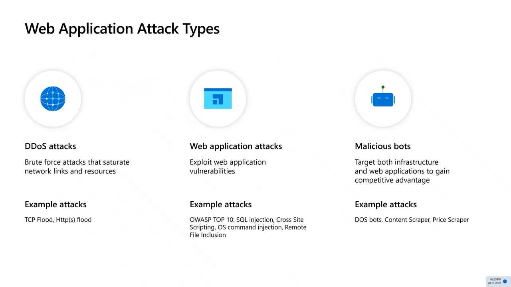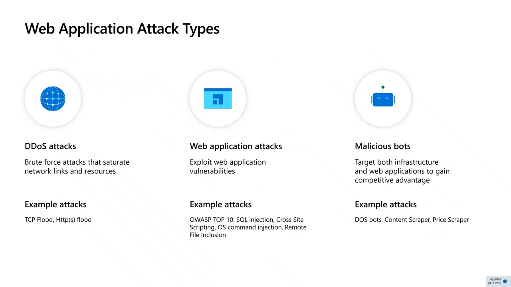Now, the second type of attacks are the web application attacks. These are sophisticated attacks targeting specific application vulnerabilities. Some of the examples are SQL injections, cross-site scripting, and remote file inclusions. The Azure WAF leverages the OWASP core rule set to defend against these threats, adapting to the evolving threat landscape.